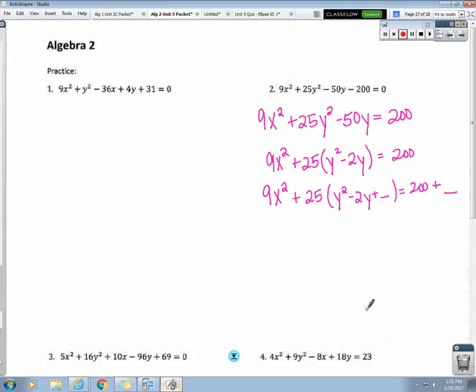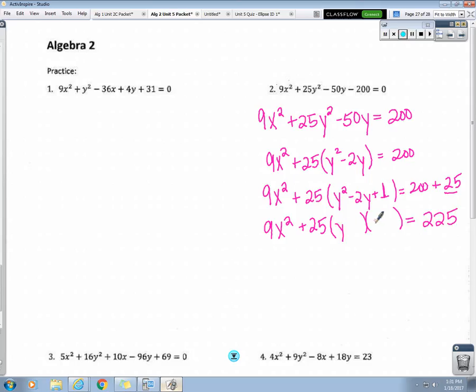Okay, so now that I have the blank there, how do I fill it in? Correct. B divided by 2, negative 1 squared is positive 1. But over here, it'll be a 25, because you have to multiply that 1 by the 25 outside. So now this becomes 9x squared plus 25. And now at this point, I can factor that using the bubble method. And then the right side becomes 225.